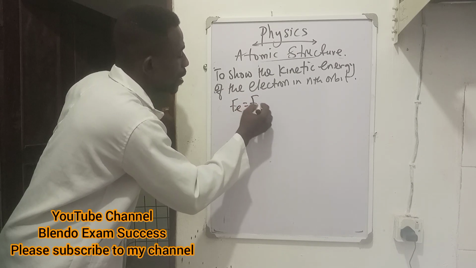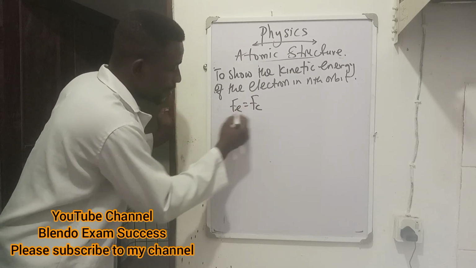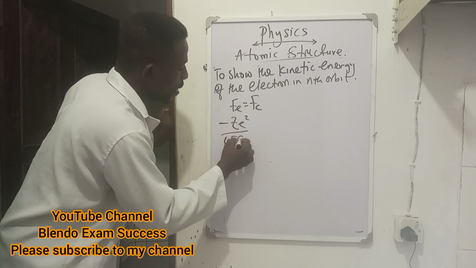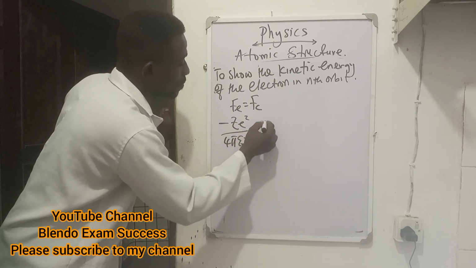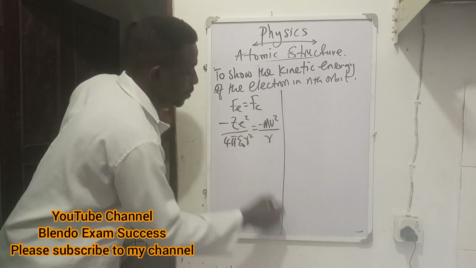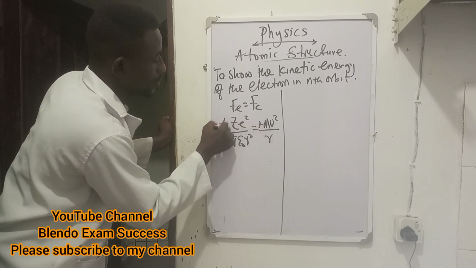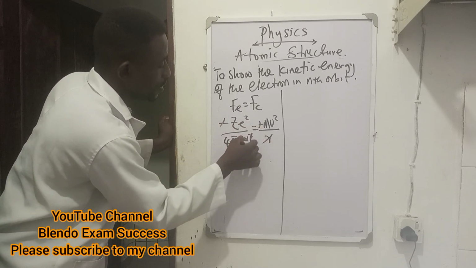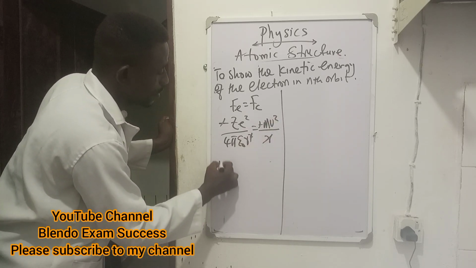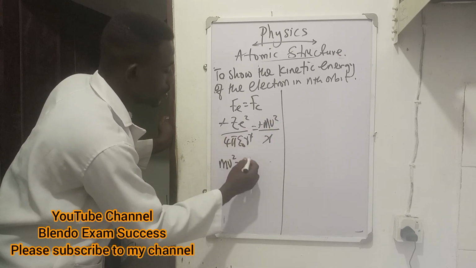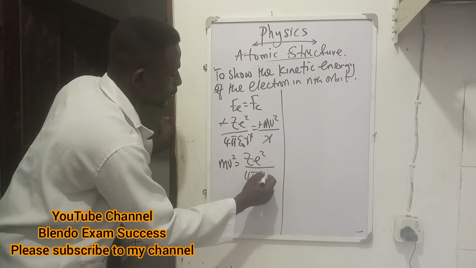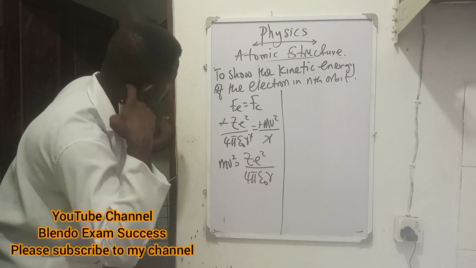Fe is equal to Fc. Okay, from here we have that minus Ze squared all over 4 pi epsilon naught r squared is equal to minus mv squared all over r. So this cancels out this, and one of these cancels this, making mv squared the subject of formula. We have mv squared is equal to Ze squared over 4 pi epsilon naught r. So what do we do here?